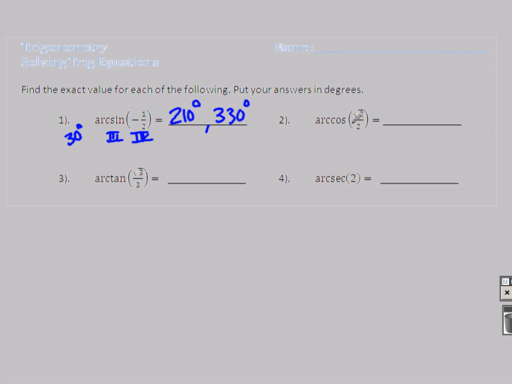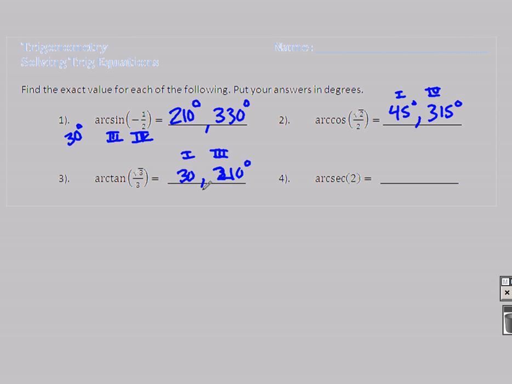Over here, cosine is positive in 1 and 4. Root 2 over 2 is 45 degrees. So 45 degrees is quadrant 1. Quadrant 4 would be 315 degrees. Number 3, root 3 over 3 should be at 30 degrees. Then we're looking with tangent positive in 1 and 3. So 30 degrees and 210 degrees as my answer.